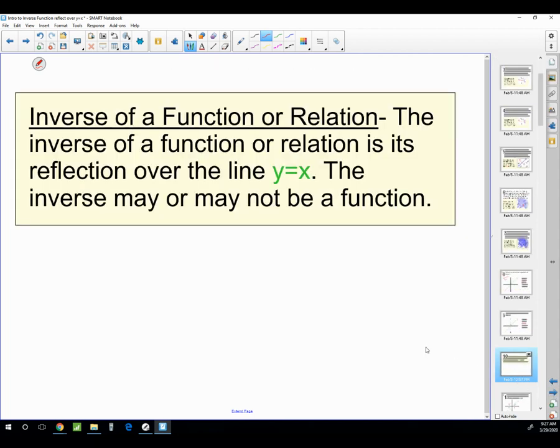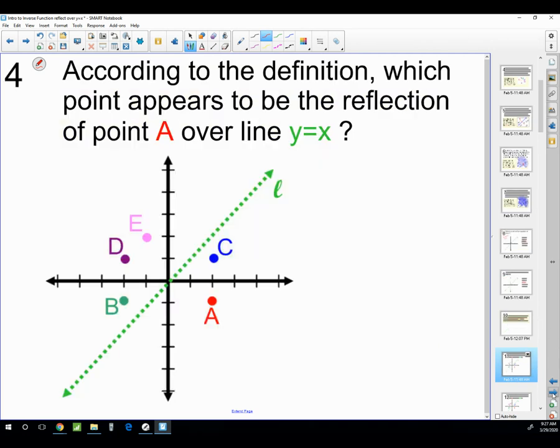Definition. Inverse of a function or relation. The inverse of a function or relation is its reflection over the line y equals x. That is a definition. We don't really argue too much with definitions. We just say, okay, it's a definition. Pause the video and see if you can answer that. A lot of people will miss this. It is not D, it is E. That when we bring that to here and that to there, those are about the same distances and it's perpendicular.